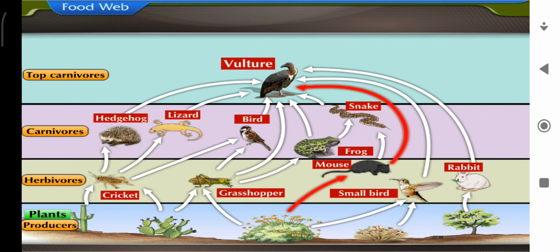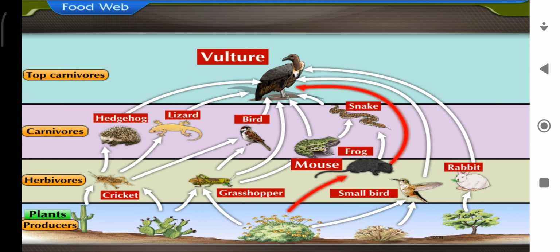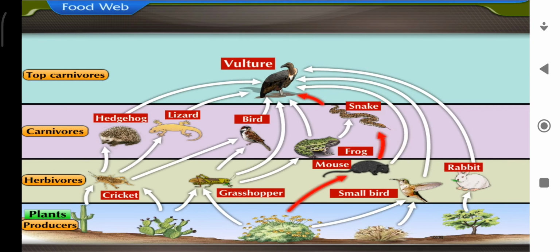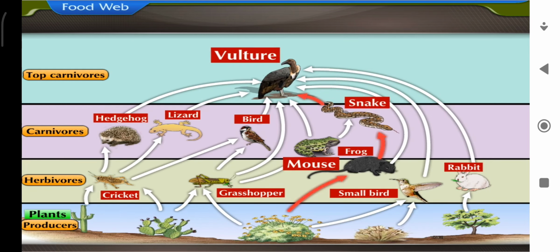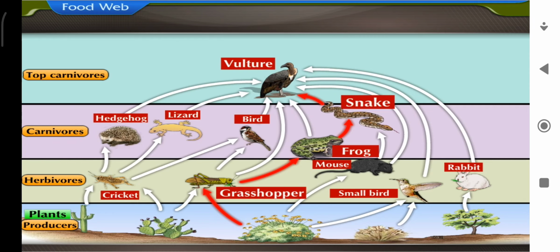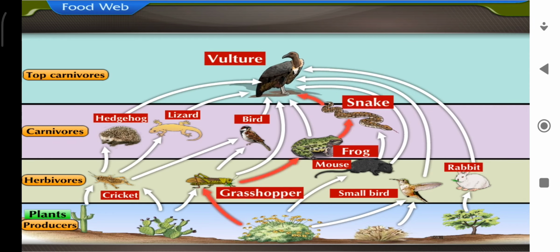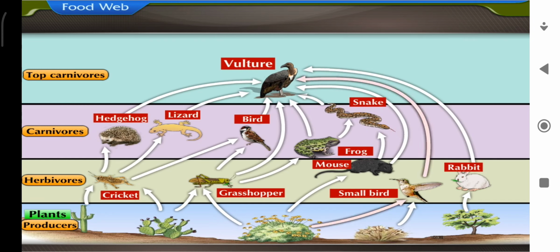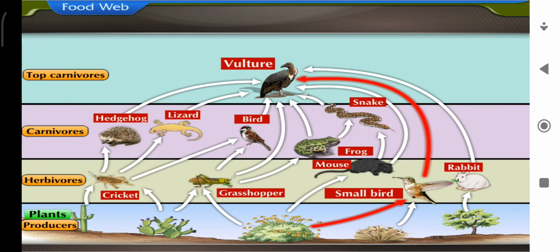In the third food chain, the plants are eaten by the mice. The mice are then eaten by the vultures. In the fourth food chain, the plants are eaten by the mice, the mice are eaten by snakes, and the snakes in turn are eaten by the vultures. In the fifth food chain, the plants are eaten by the grasshoppers, and the grasshoppers in turn are eaten by the frog. The frog is eaten by the snake, and the snake is consumed by the vulture. Finally, in the sixth food chain, the plants are eaten by the small birds, which in turn are eaten up by the vultures.